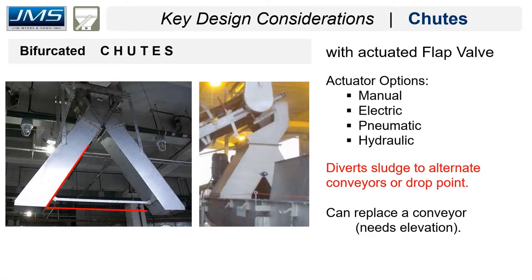We'll take a quick look at bifurcated chutes. These are a pants-leg type chute with a flap valve in the middle, typically with a quarter turn electric actuator. It's on the other side of this when you can't see it. You've got a shaft through here and a flap valve so you can divert sludge or product from one point to the other. You can use this as a bypass or emergency chute.